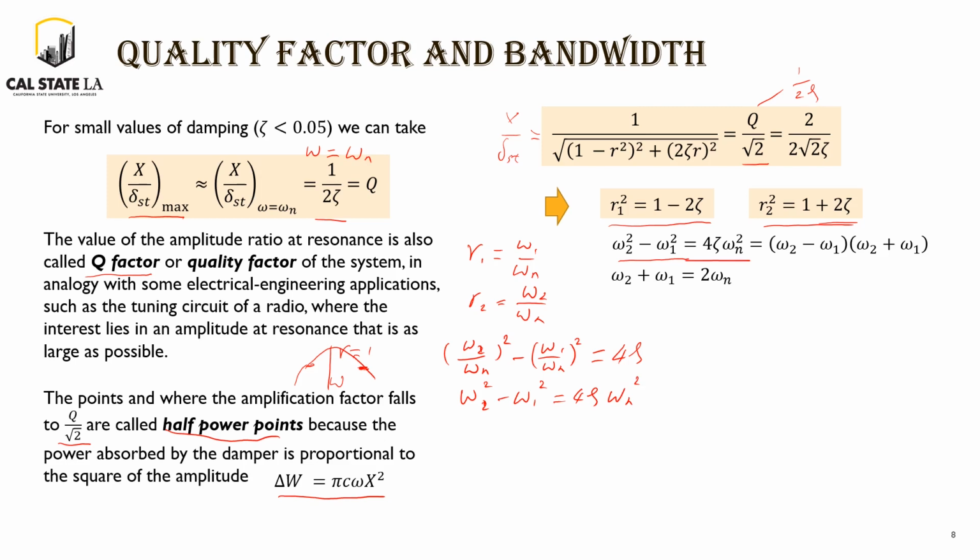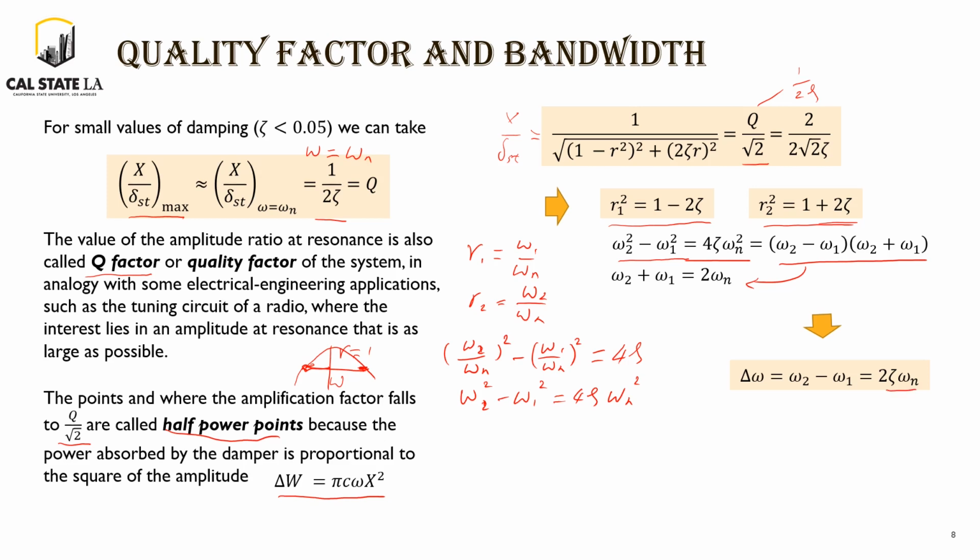This omega 2 squared minus omega 1 squared can be further broken down into omega 2 minus omega 1 times omega 2 plus omega 1. We also know that omega 2 plus omega 1, the two points on the two sides, if we add them together, becomes 2 times omega n. So in that case, we can find omega 2 minus omega 1. It becomes 4 zeta times omega n squared divided by 2 omega n, which gives us 2 zeta times omega n.